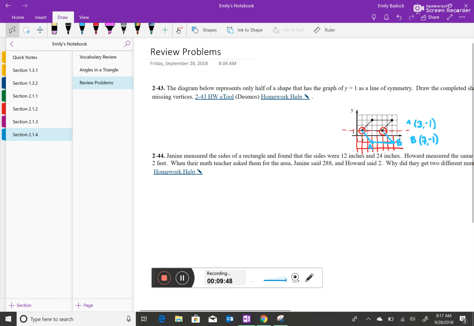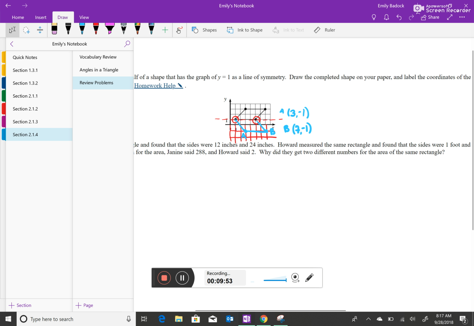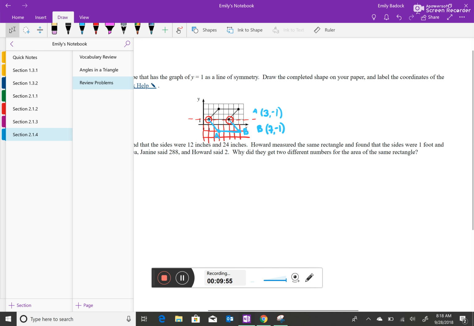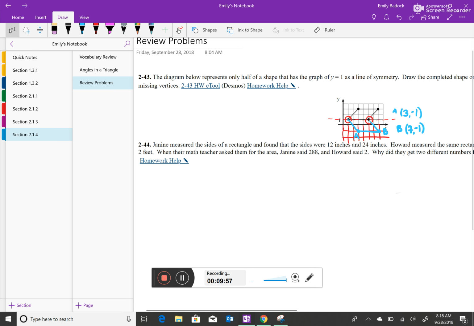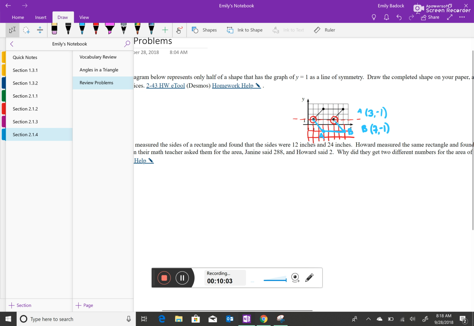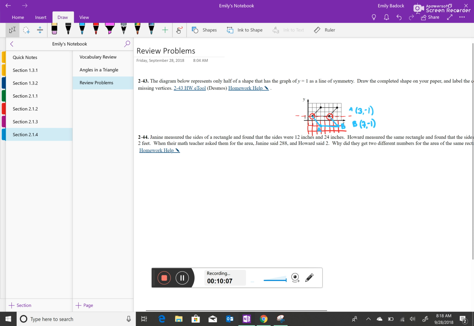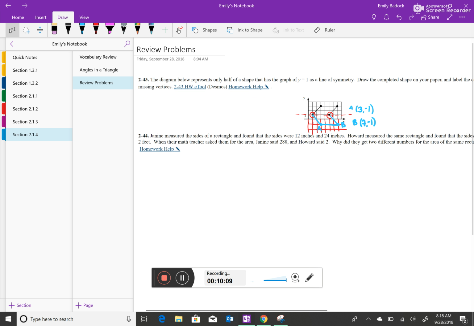Janine measured the sides of a rectangle and found that the sides were 12 inches and 24 inches. Howard measured the same rectangle and found that the sides were 1 foot and 2 feet. When their math teacher asked them for the area, Janine said 288 and Howard said 2. Why did they get two different numbers for the area of the same rectangle? All right. Hopefully you are sitting there saying, why is this even a question in our textbooks?